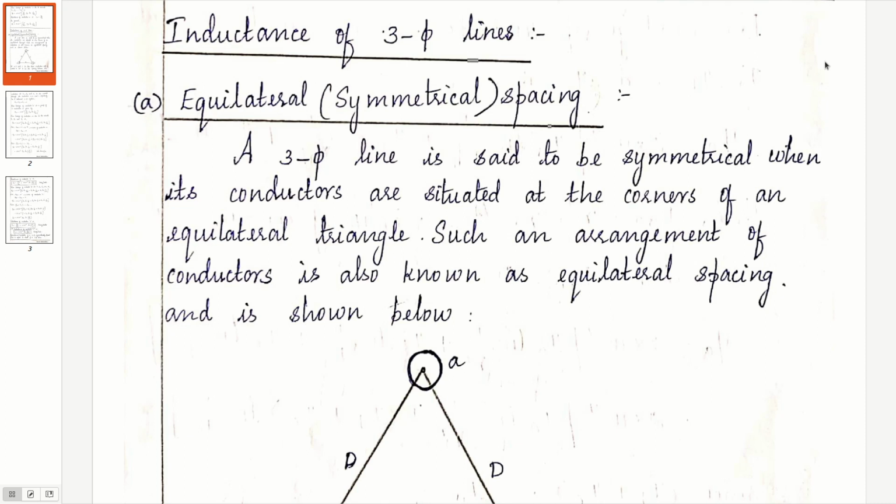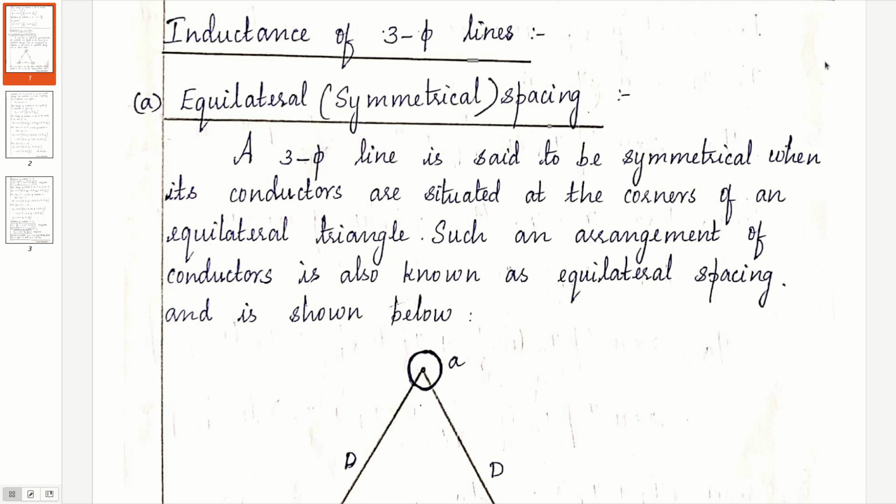In today's class, we will discuss the inductance of three-phase lines. There are three derivations under this three-phase line inductance calculation. The first derivation is three-phase line with equilateral or symmetrical spacing, the second is three-phase line with unsymmetrical spacing, untransposed line, and the third derivation is unsymmetrical spacing, transposed line.